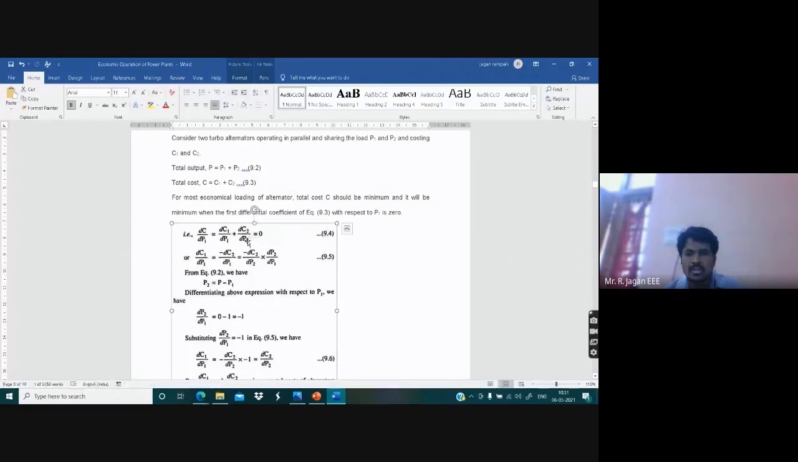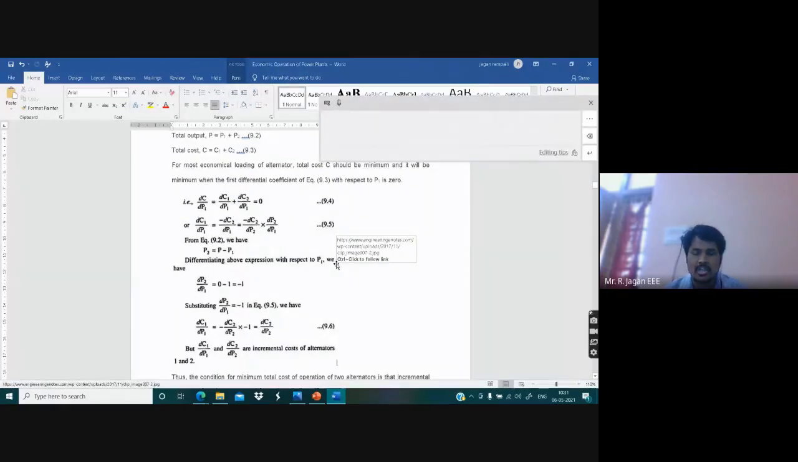As we know the maxima and minima conditions in mathematics, whenever a differential parameter is equal to 0, then we may have a maximum point or a minimum point. Here I am going to consider that whenever this differential equation is equal to 0, I am going to have the minimum cost.